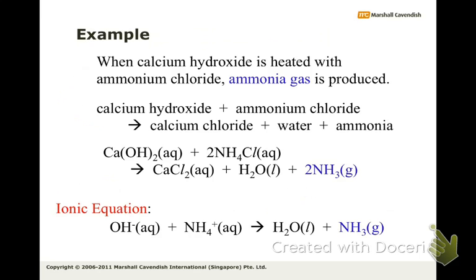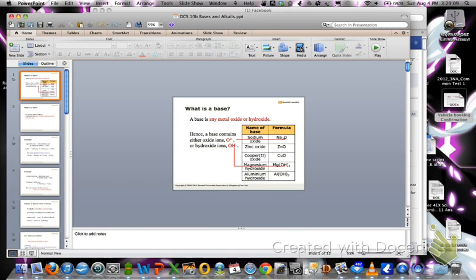Now, the ionic equation is somewhat different. I believe you all can right now construct the ionic equation from the chemical equation. If you have not, please do come and see me. That's about it. So bases and alkalis we have covered.